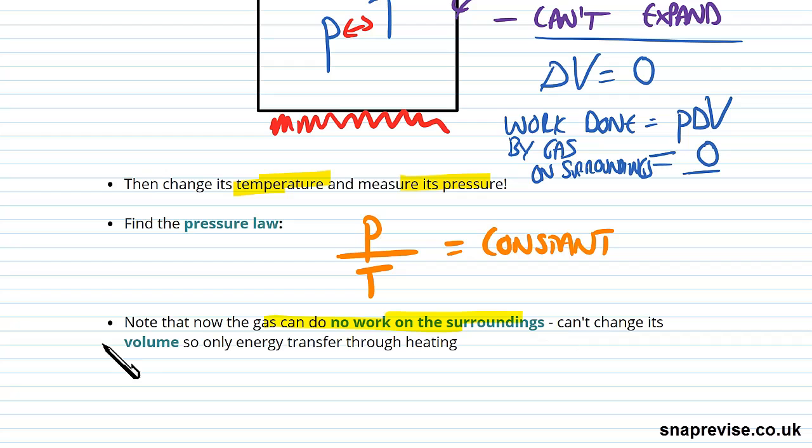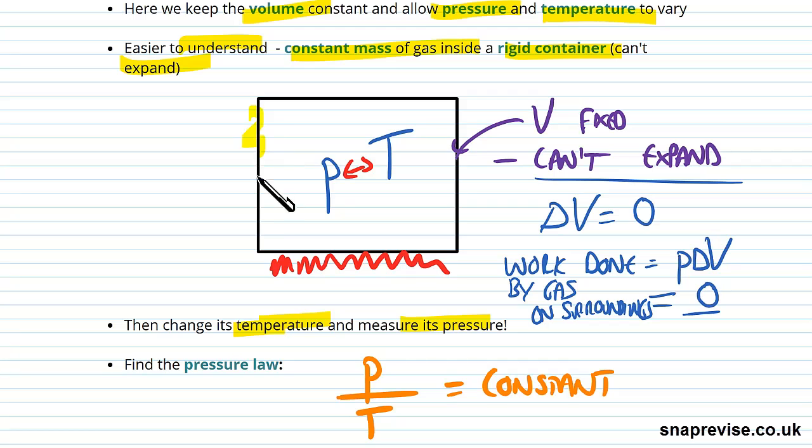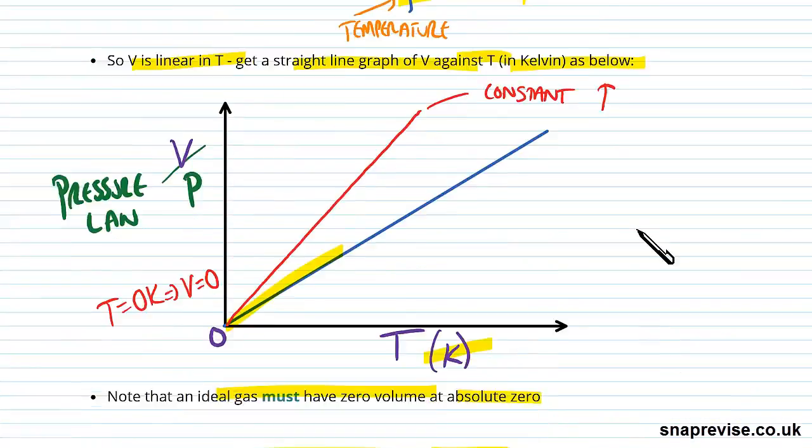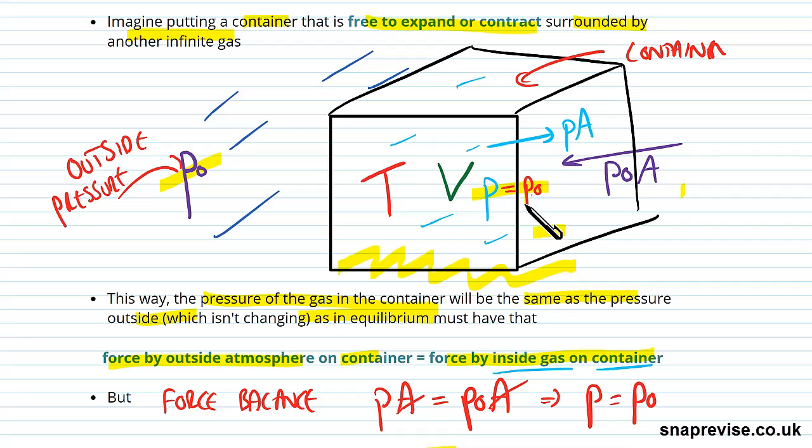Gas can't do any work on the surroundings, so it can't change its volume, so the only energy it transfers is through heating, either through it transferring heat to its surroundings or by it having heat transferred to it by its surroundings. But the pressure is free to vary, so we can just increase the temperature, increasing the pressure inside, whereas with Charles's law, remember, whenever we increased the temperature, the container would always expand such that the pressure is balanced.